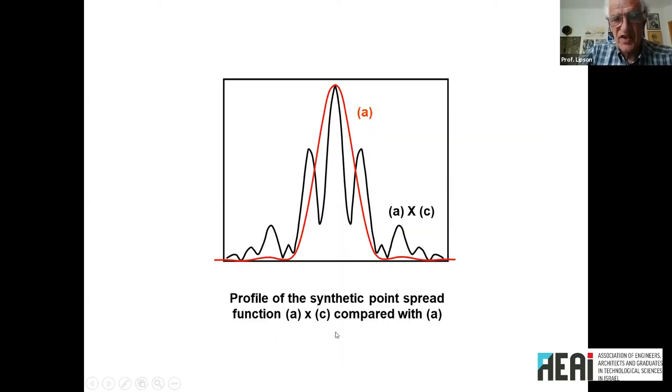This is just what we expect to see. This is the point spread function for the full aperture. This is for the phase. This is when it's multiplied by the last one with the phase rings, and you can see there's a strong peak, there's a ring around it, and essentially very little else. And we got super resolution using this.